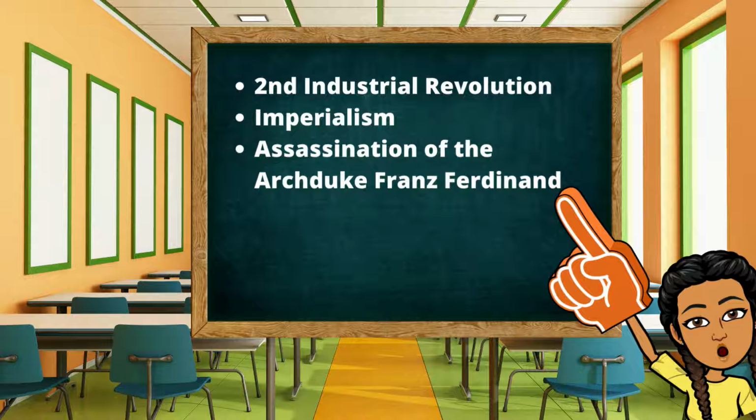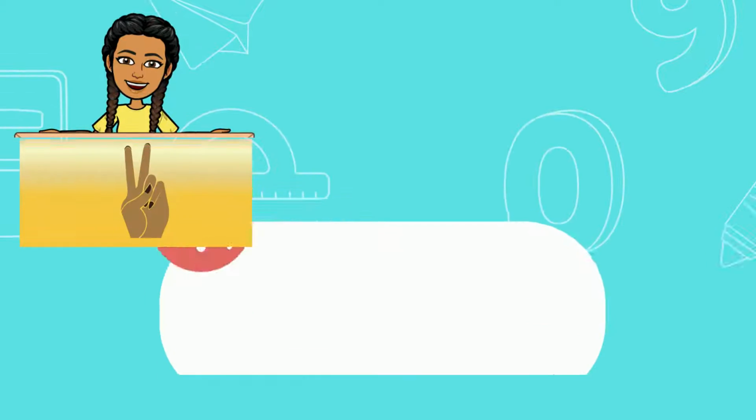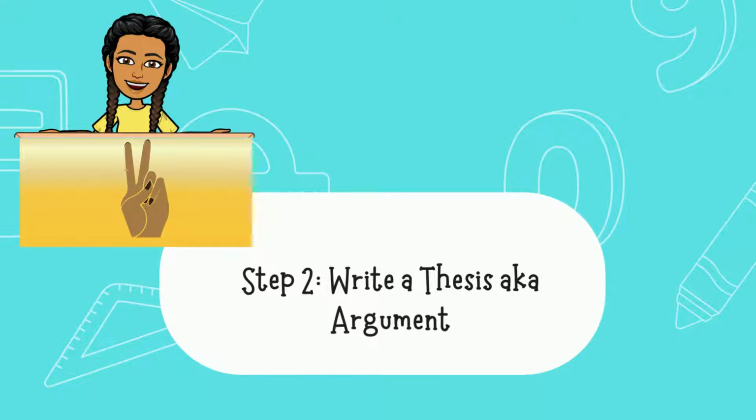Now, in building your context, you want to make sure you are not developing an argument that will answer the prompt. That's your thesis. And as some of you may say, you cannot double dip. This brings us to part 2.